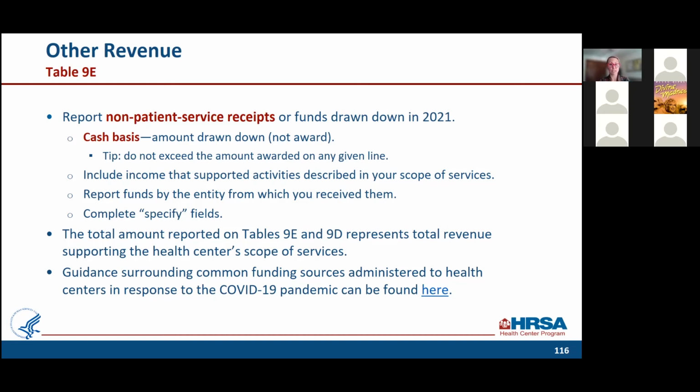So funds are reported from the entity from which you received them, AKA the last party rule. An example of this would be if you receive funds for disease surveillance from your state health department, but you know that the funds originated from the CDC, you should report them on line 6, state government grants and contracts, because you received them from your state health department.